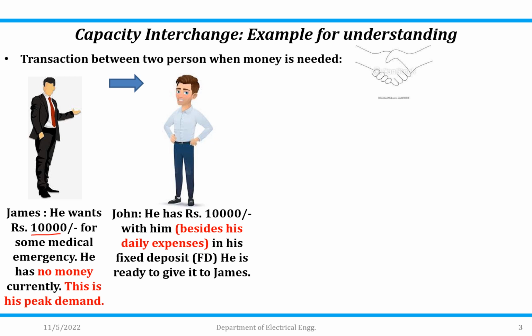He has no money currently, and we can say this is his peak demand. It is an emergency. I don't have 10,000 rupees, so I can take it from my friend. So like that, James asks John for rupees 10,000. Now with respect to John, he has rupees 10,000 with him. Besides his daily or monthly expenses, he has some savings.